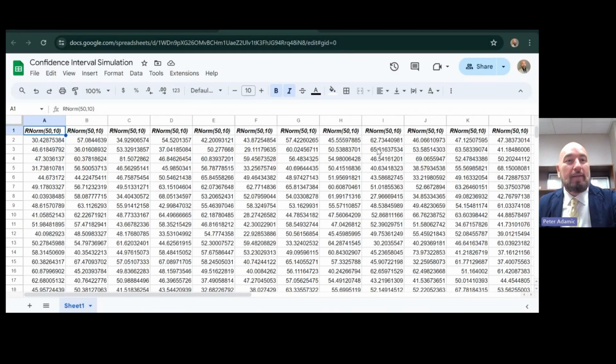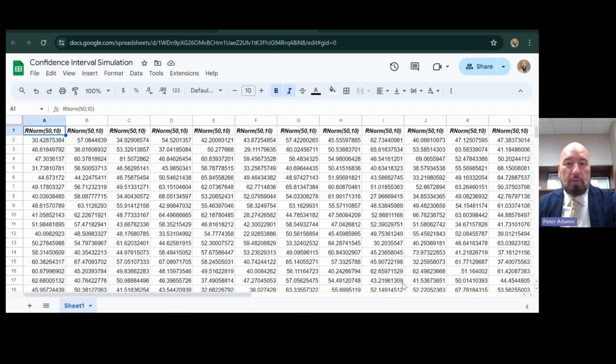Welcome back. This is a spreadsheet I wanted to show you to illustrate how confidence intervals actually work. So what we're going to do here, on Google Sheets, is draw deviates, or make selections, from a normal distribution with a mean of 50 and a standard deviation of 10. So we know the population that we're drawing our samples from.